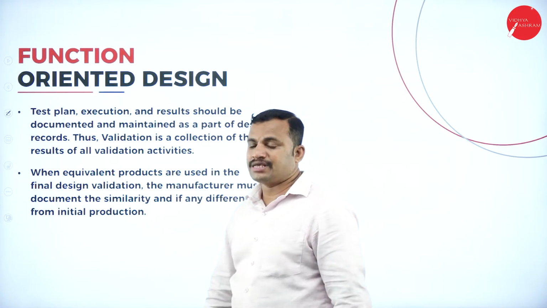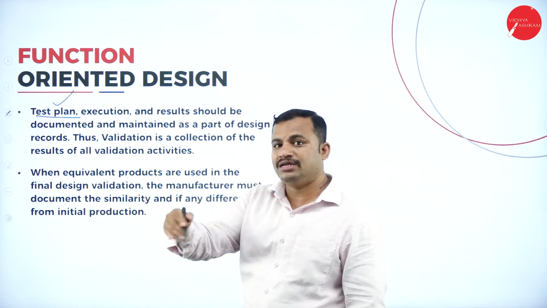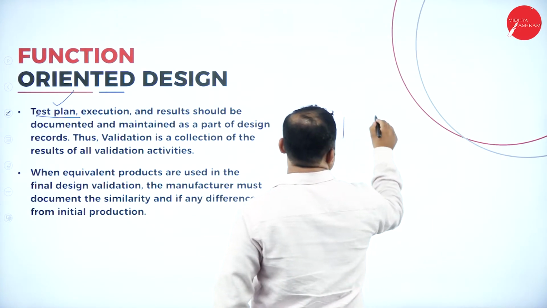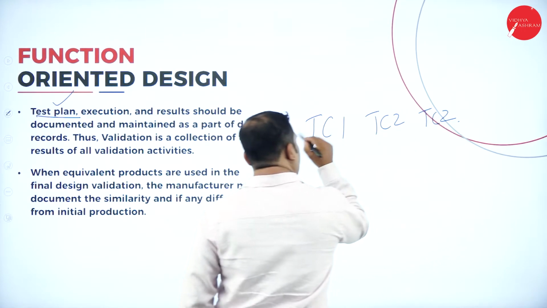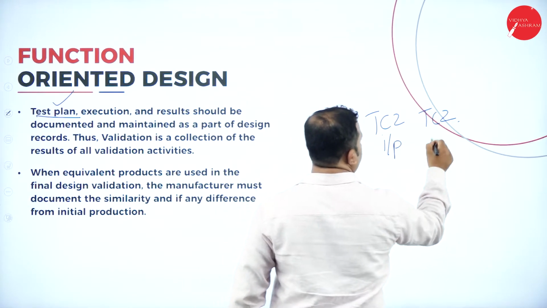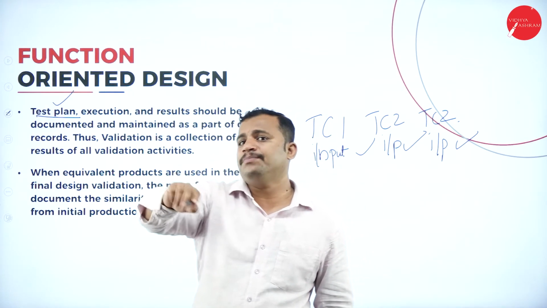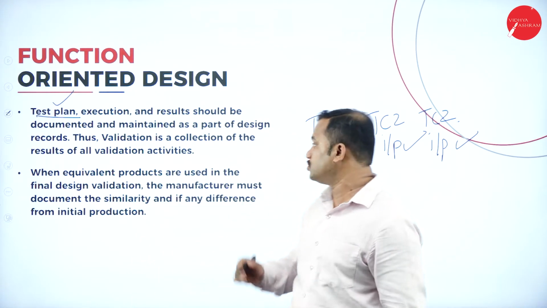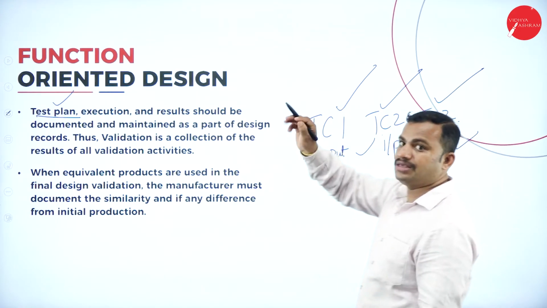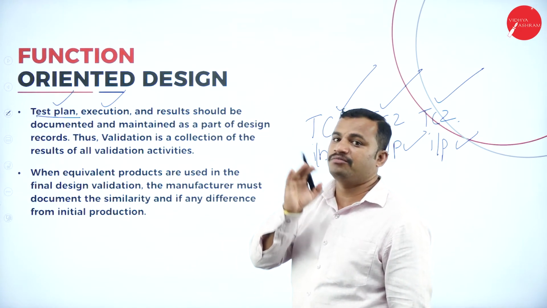Then function-oriented design also includes the test plan and the test cases: test case 1, test case 2, test case 3. What are test case 1, test case 2 and test case 3? TC1, TC2, TC3. The type of input given to the system is cross-verified, and for which input, the type of exception raised by the system is noted. That is how test case 1, test case 2, test case 3, all these things are carried out. Then execution: once the testing is over, we will perform the execution.